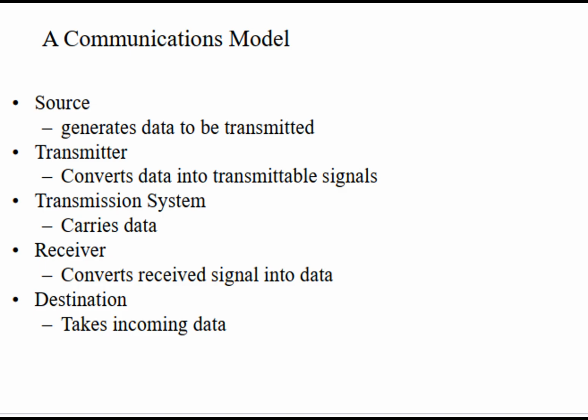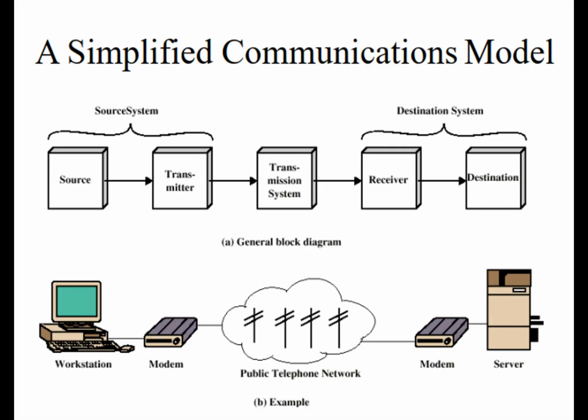A communications model. Source generates data to be transmitted. Transmitter converts data into transmittable signals. Transmission system carries data. Receiver converts received signal into data. Destination takes incoming data. A simplified communications model.